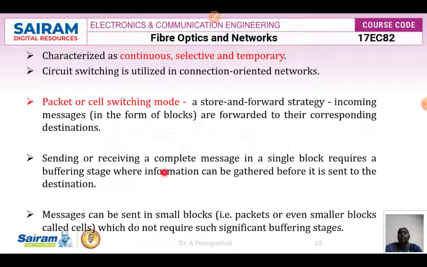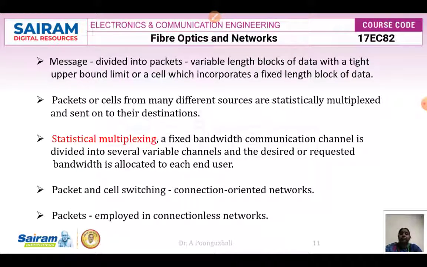Sending and receiving a complete message in a single block requires a buffering stage, where the information is gathered and then sent to the destination. So it is stored and then sent to the destination. Your messages can also be sent in the form of small blocks. These blocks are called packets, or even smaller blocks, called cells, and they do not require any significant buffering stages.